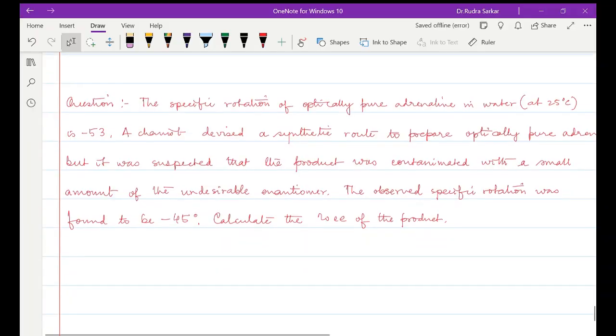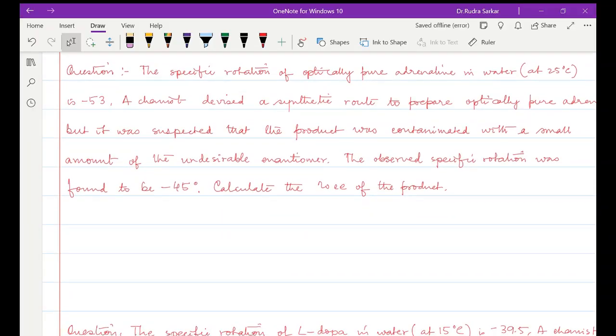Okay, so we have now a problem which is related to enantiomeric excess, and we have to find out a method to solve this problem. So it has been given to us what? A specific rotation of an optically pure. Okay, this word is important. A chemist devised a synthetic route to prepare optically pure adrenaline and it was suspected that the product was contaminated with a small amount of undesirable enantiomer. The observed specific rotation was found to be this.